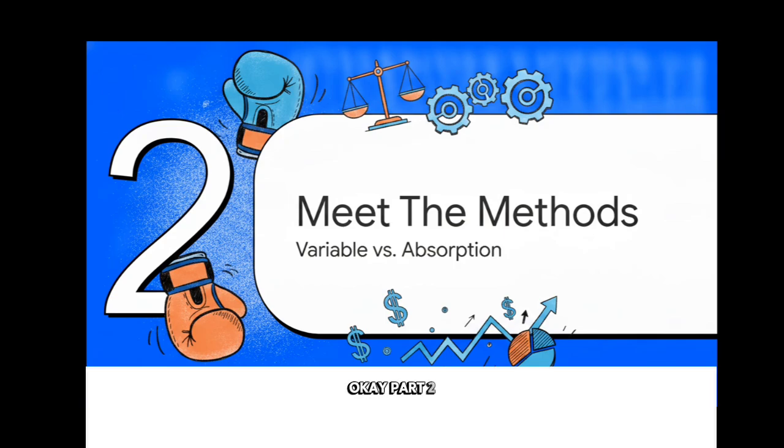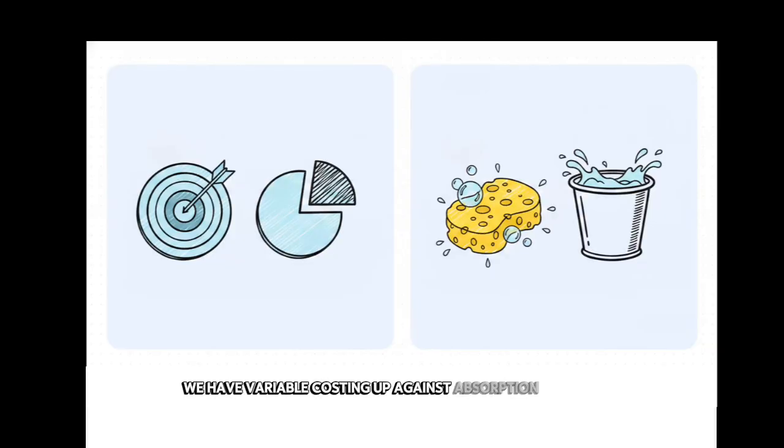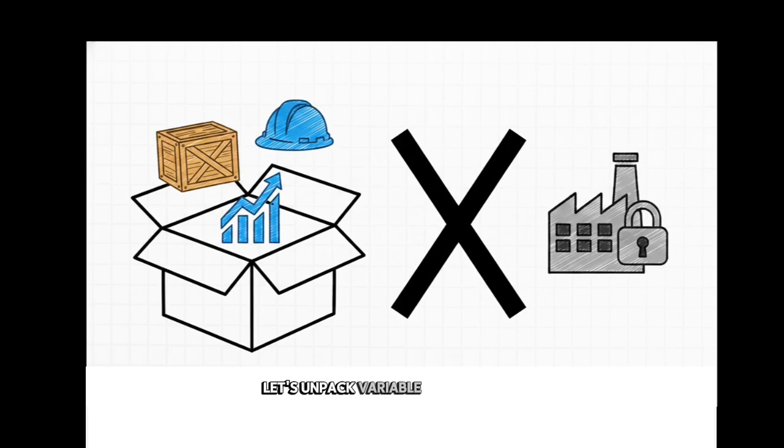Okay, part 2. Let's meet the costing methods. We have variable costing up against absorption costing, but a quick heads up from the research, you're going to see alternate names out in the wild. Variable costing loves to go by direct or marginal costing. Meanwhile, absorption costing is famously known as full costing. Make sure to jot those down side by side so a sneaky vocabulary swap on an exam doesn't trip you up.